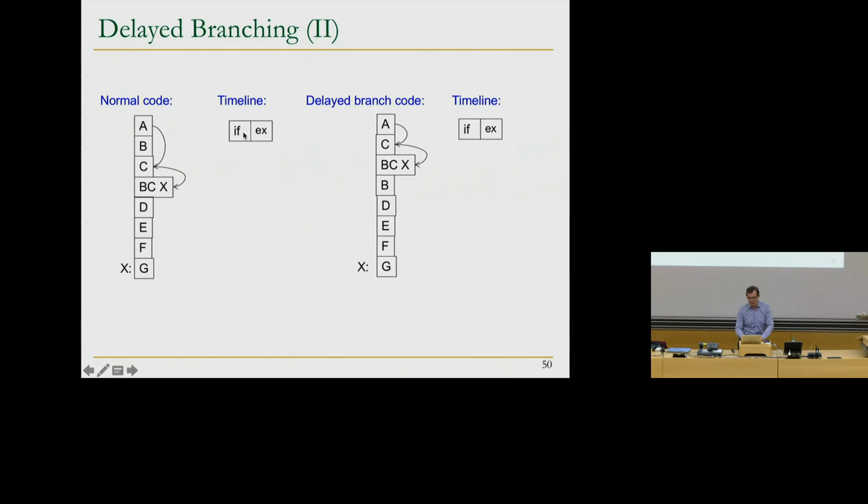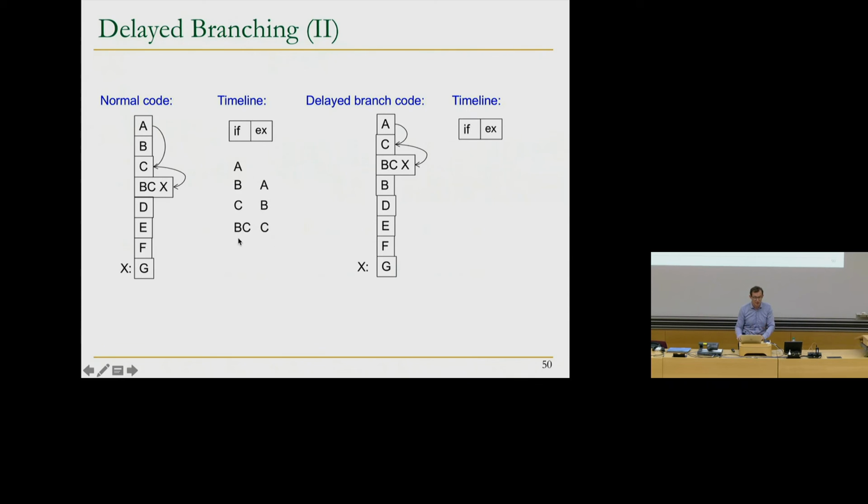Let's take a look at the timeline of execution here in a pipeline machine with two stages. And later we're going to look at the delayed branch code with a single delay slot. So I fetch instruction A. In the next cycle, I fetch instruction B. In the next, so you know how pipelining works. So in the next cycle, I fetch instruction C, and the older instruction gets out. And then in the next cycle, I fetch the conditional branch.